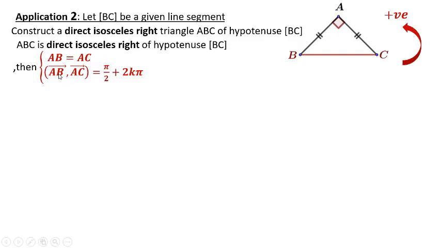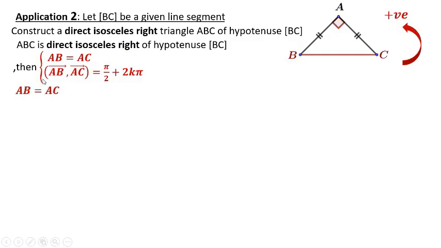Condition number 2, the measure of angle BAC is pi over 2 plus 2k pi, because ABC is direct and right. Now, how do we measure the angle BAC? Look at the figure. Put your hand in the direction of AB and rotate it towards AC. We move by a right angle in a positive orientation. This is why we write that this angle measures pi over 2 plus 2k pi.